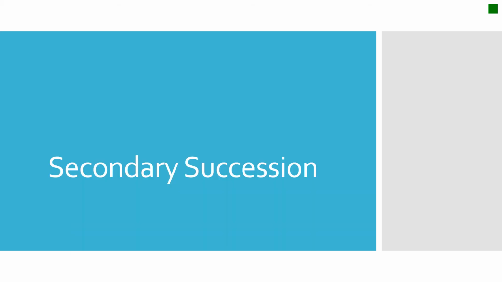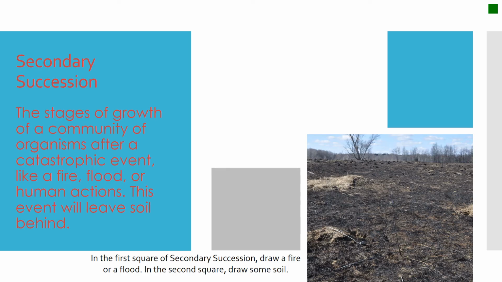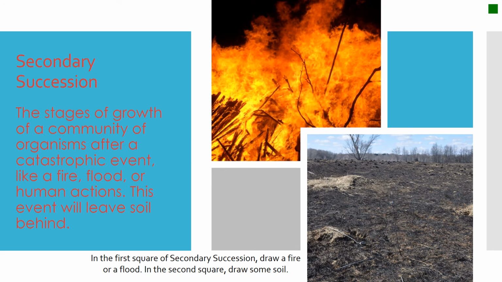Now, when we talk about secondary succession, we're still talking about a community that's trying to get back to normal, all right? But notice that our catastrophic event is a little bit different, all right? When we talk about a catastrophic event this time, we're going to be talking about things that aren't going to eliminate dirt. For example, a fire, all right? Fire is going to come through. It's going to destroy all the trees, right? It's going to destroy all the grasses, probably going to kill a couple of animals.